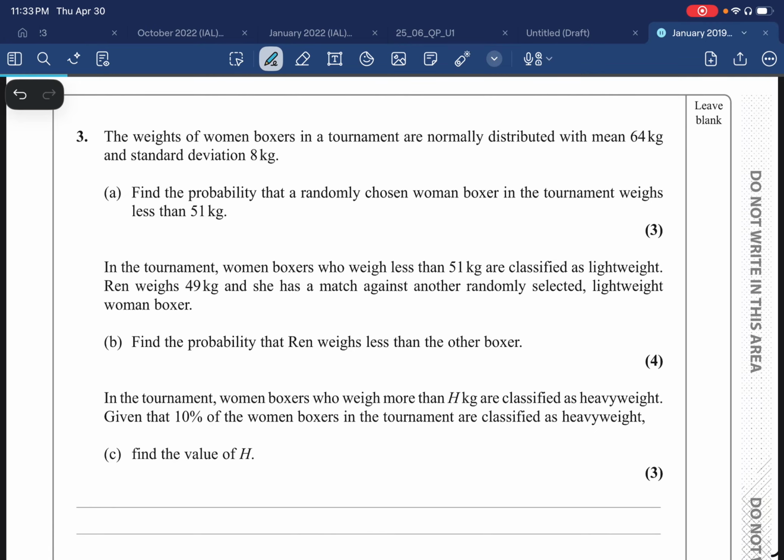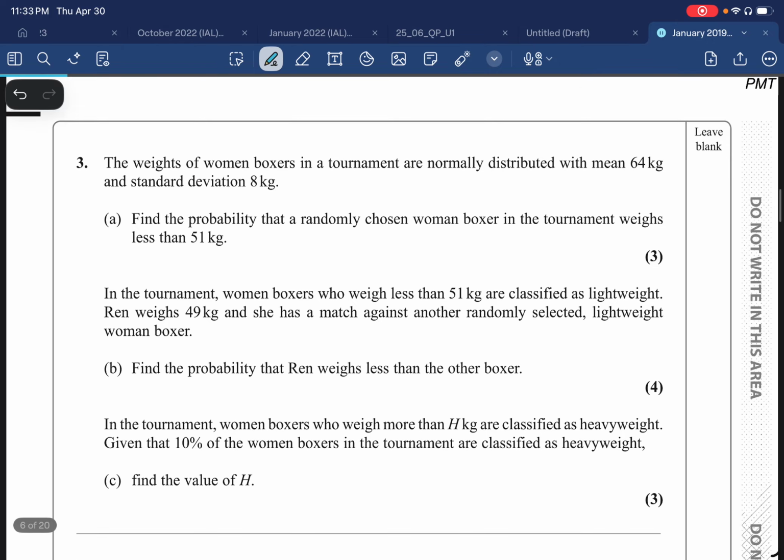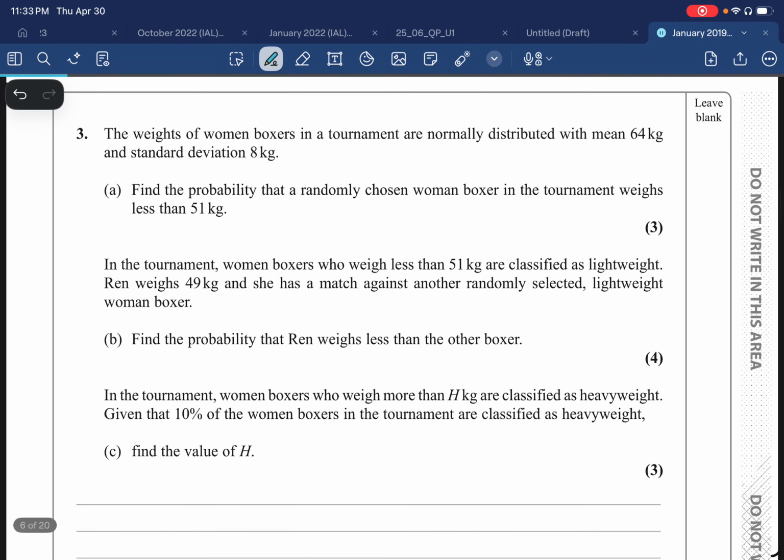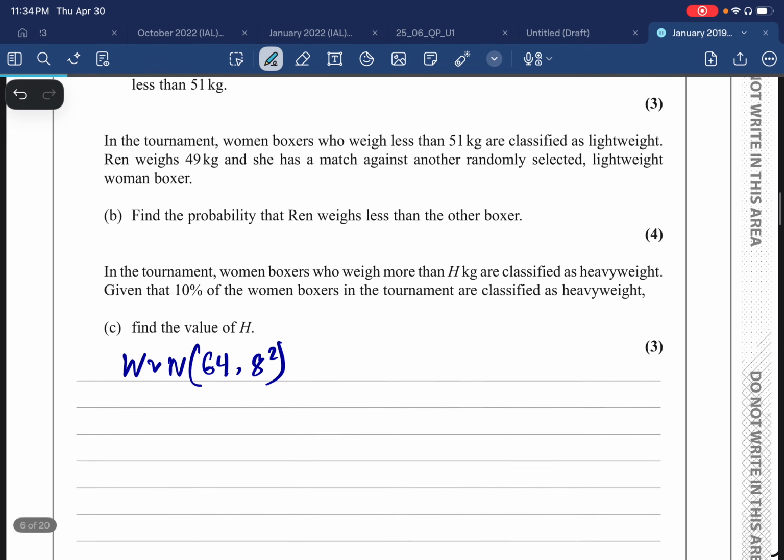On to question 3, which is about normal distribution. The weights of women boxers in a tournament are normally distributed with a mean of 64 and a standard deviation of 8. So we're talking about weight. Let's say W is normally distributed with a mean of 64 and a standard deviation of 8. That's how you write this down.